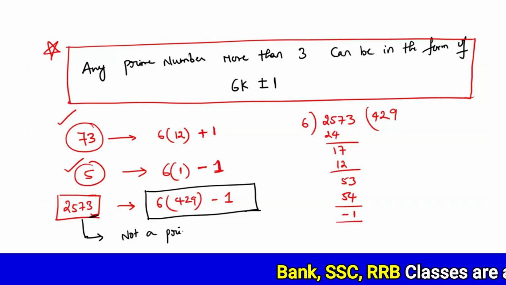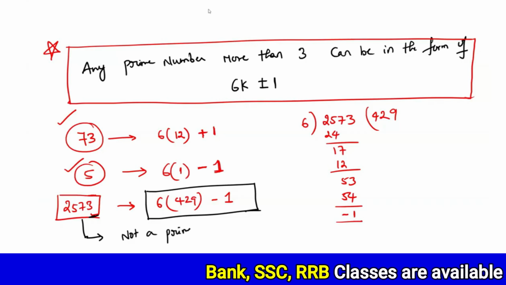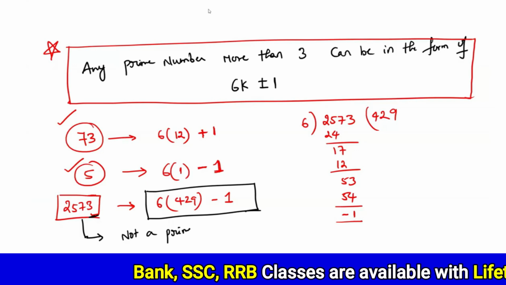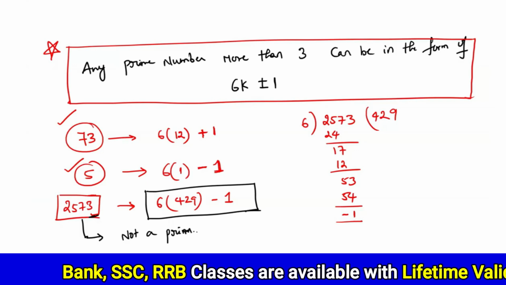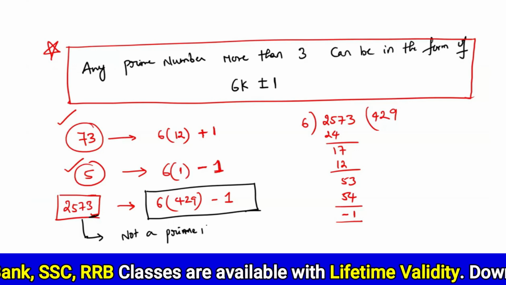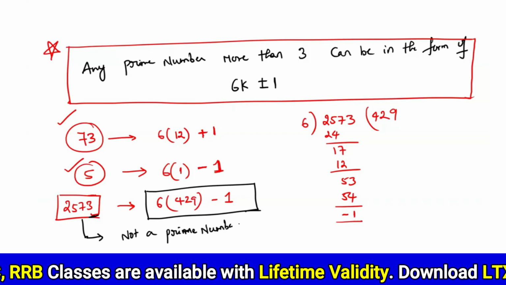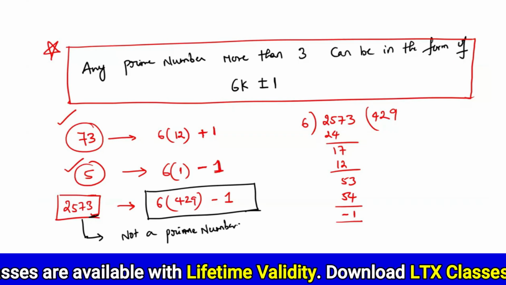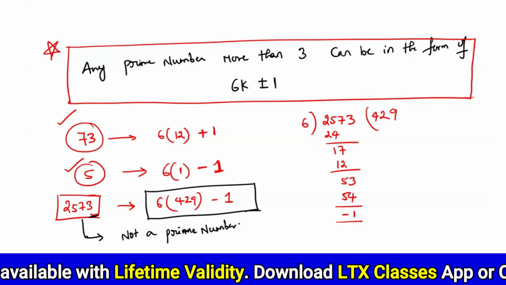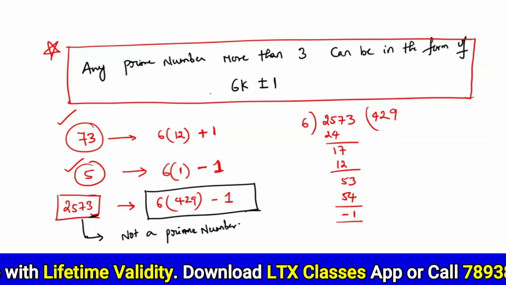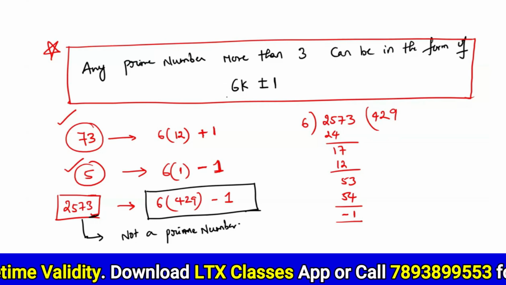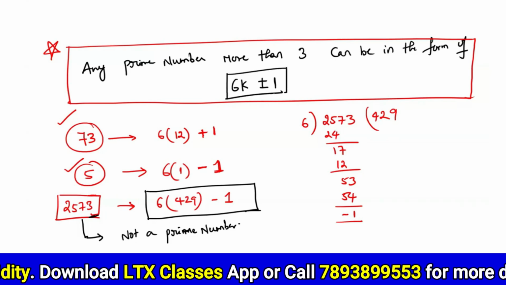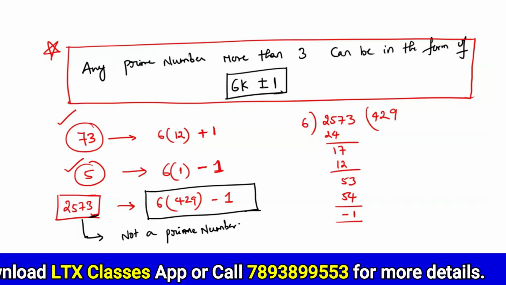Everyone carefully listen to this. I have seen the message which is written in the chat box by Pratyusha. Okay, see this. Generally 2573 is not a prime number. The point here is, any prime number can be represented in the form of 6k + or -1 is the important point.